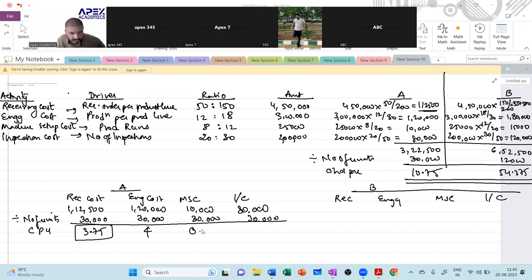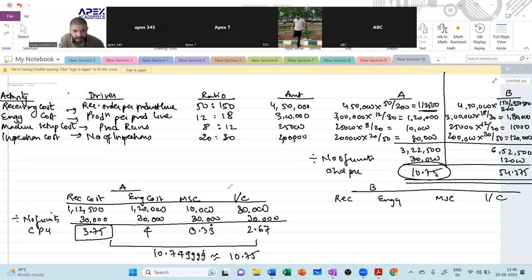What am I inching towards? I'm inching towards this. Oh, sorry. It's 2.67. What is the total of all of this, my dear students? Plus 0.33333333 plus 4 plus 3.75. If you will notice, the answer to this comes to 10.749999, which is equal to 10.75. What I have presented to you here is a breakup of this 10.75.